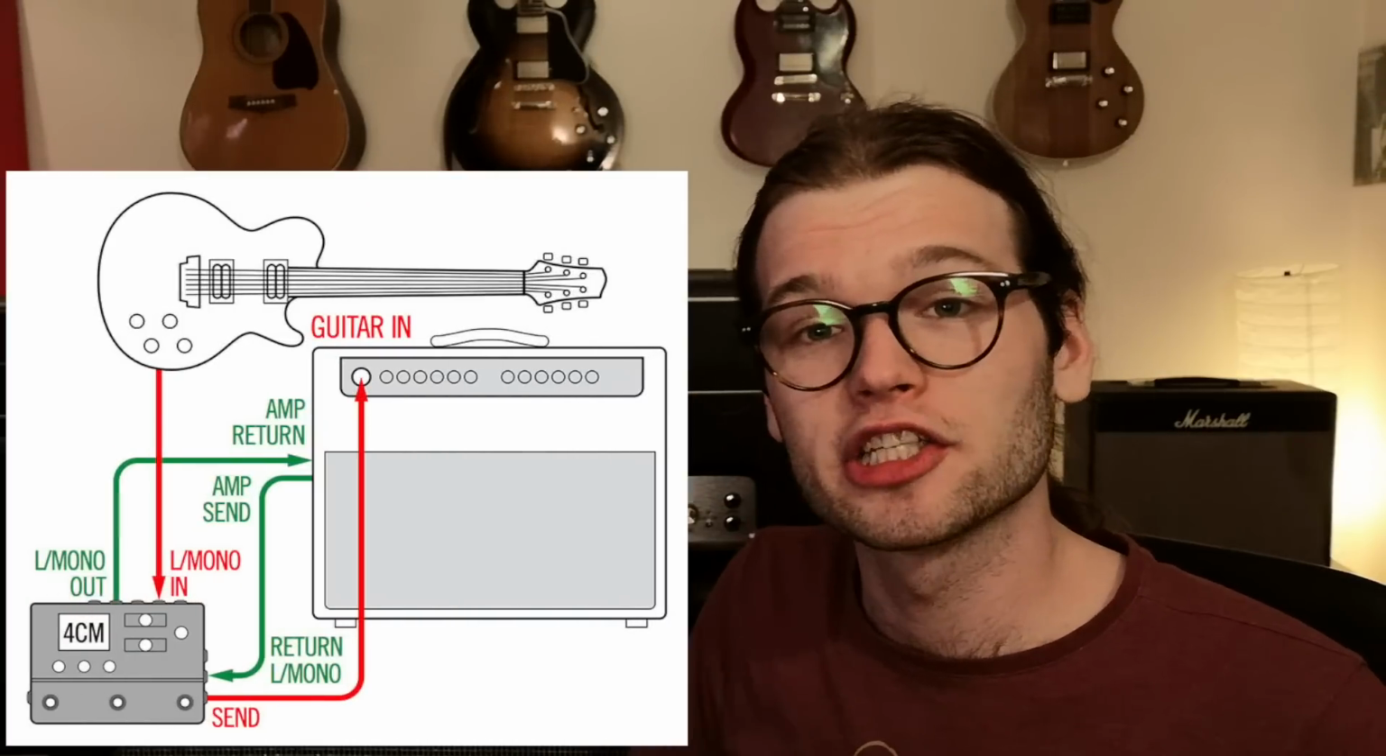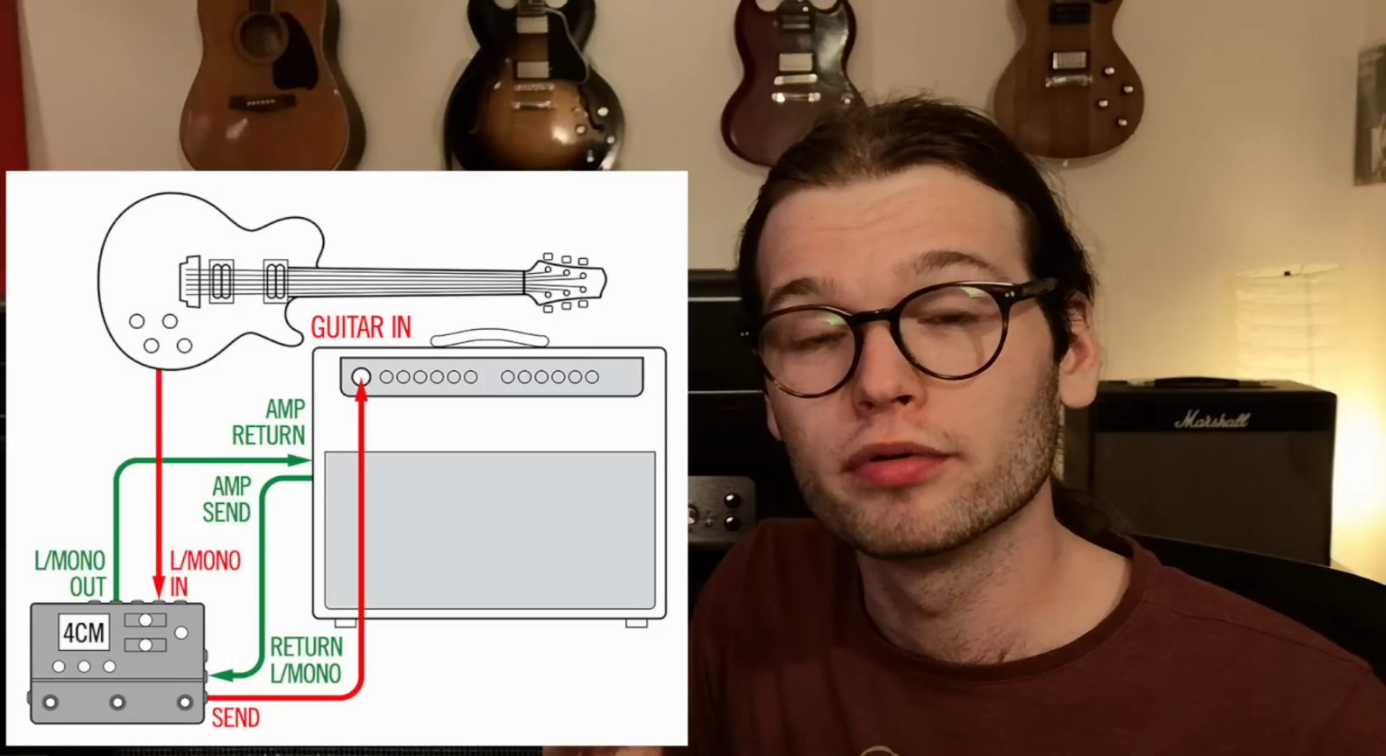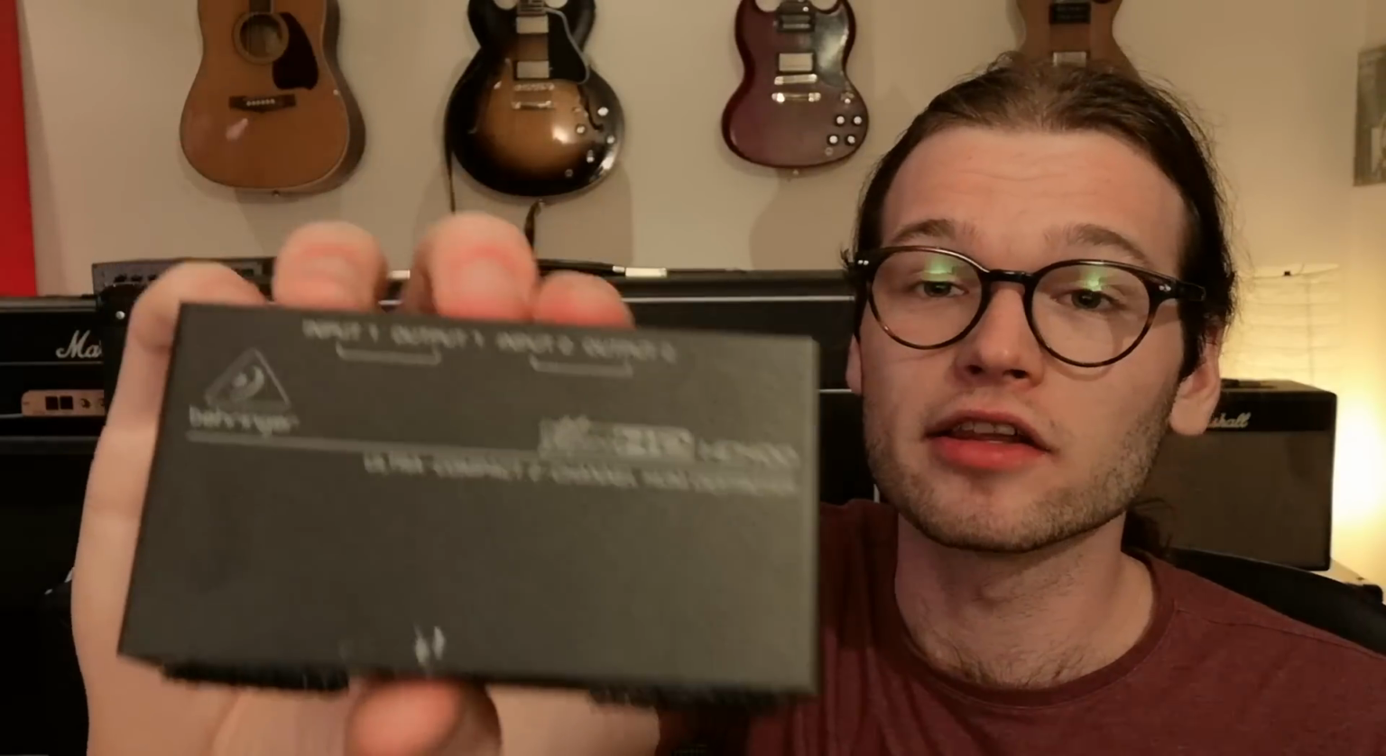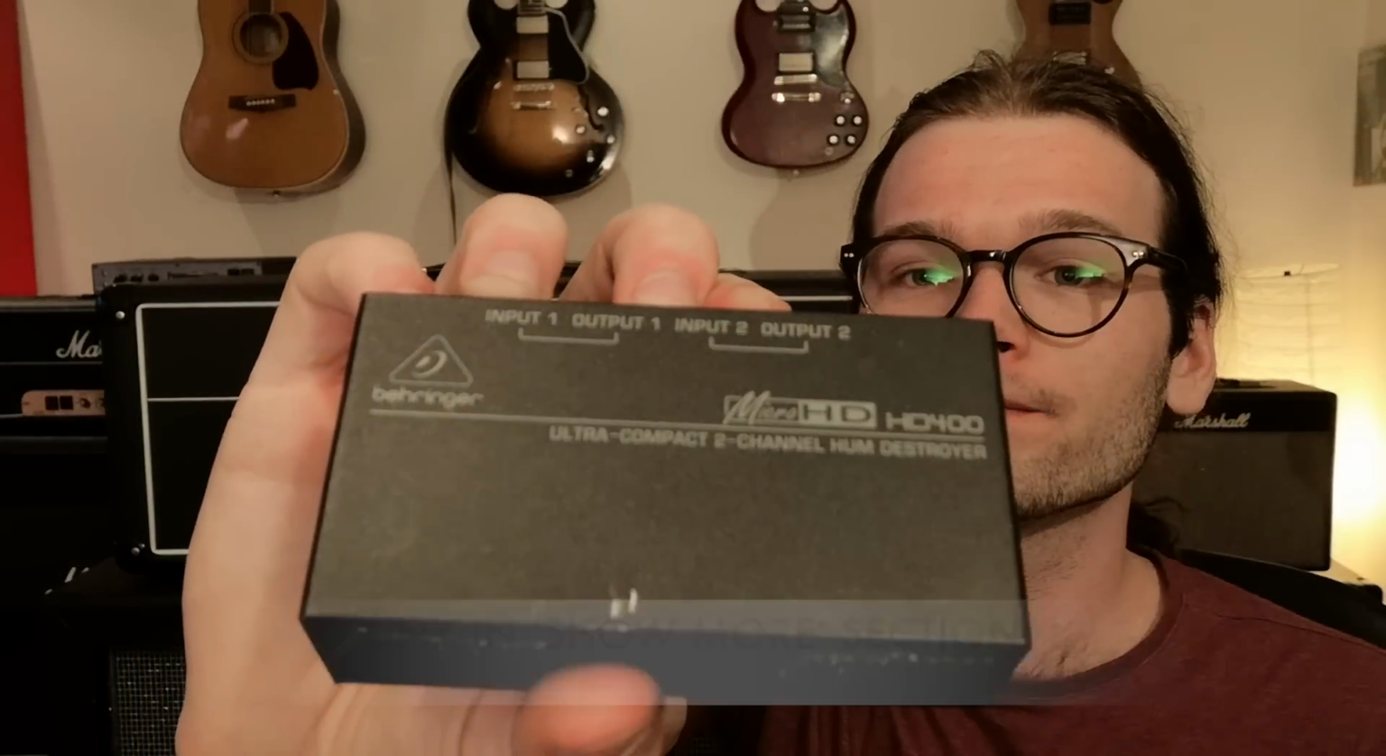The final connection that you will need to make is the output of the HX STOMP going into the return of the effects loop of the Marshall. In most cases this is going to be enough of a connection, but in some cases you might encounter a really loud screaming noise, and in that case you will need a little box like this.